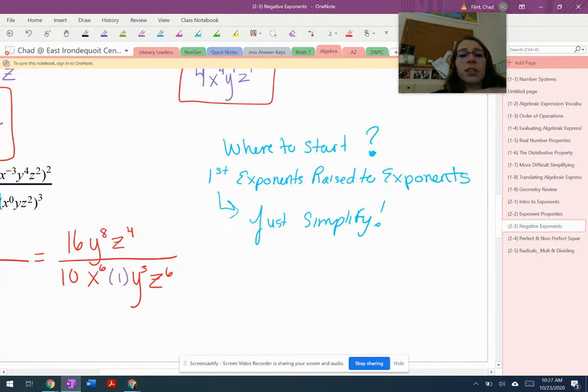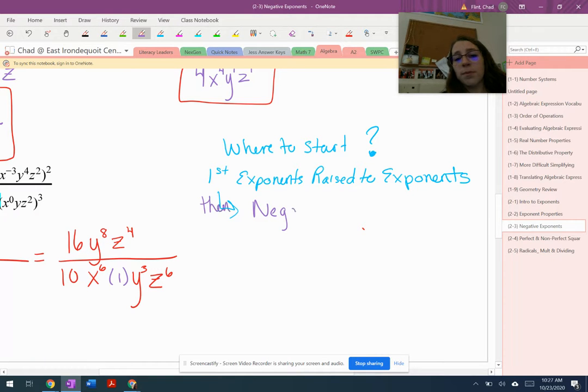Actually, let's change these steps. Let's say instead of just simplify, let's go to deal with negative exponents next. And then, last but not least, do that final simplifying.